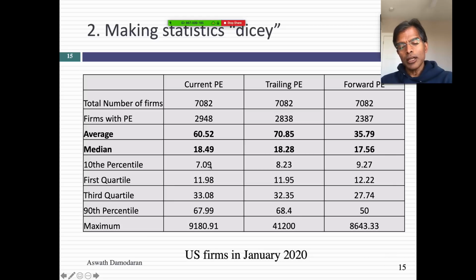The 10th percentile, so if you ask me what's a really low P/E for US stocks at the start of 2020, it's about 7. The first quartile is still pretty low, only 25% of stocks, about 12. So if you ask me at the start of 2020 what a low P/E would look like for a US stock, I'd say about 12, maybe 11. And it's not a rule of thumb. It's based on what the numbers tell me at the start of 2020.